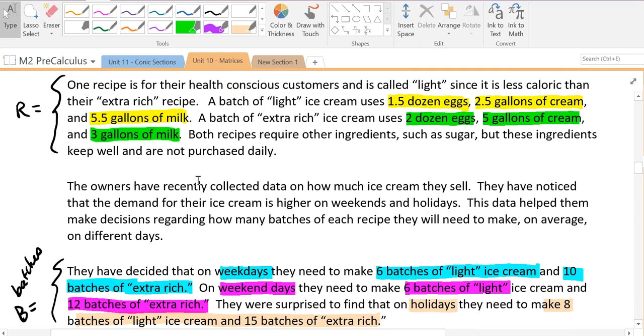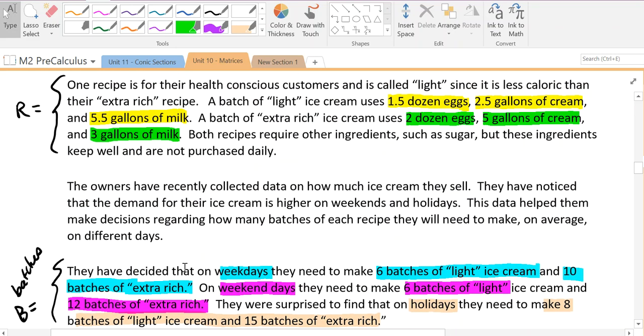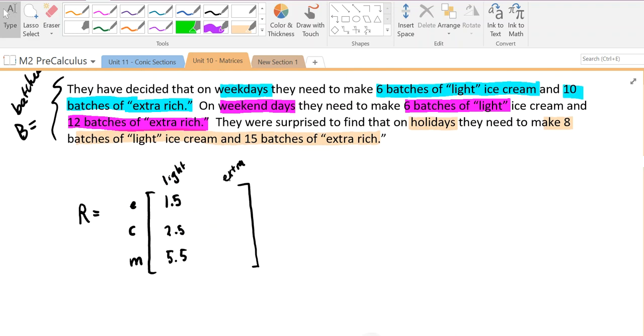2.5 gallons of cream and 5.5 gallons of milk. Okay, my extra rich has 2 dozen eggs, 5 and 3. So that's my recipe matrix.